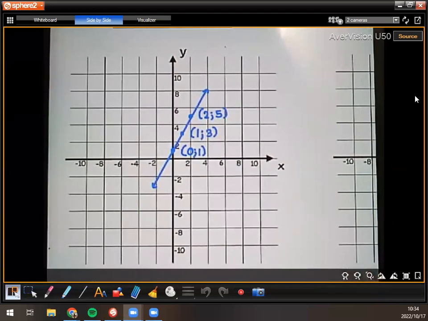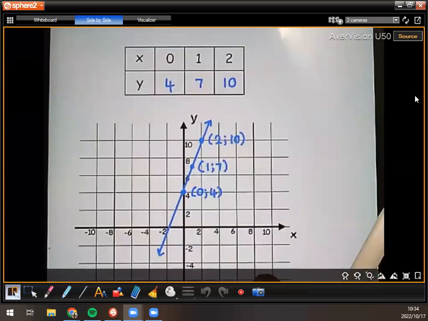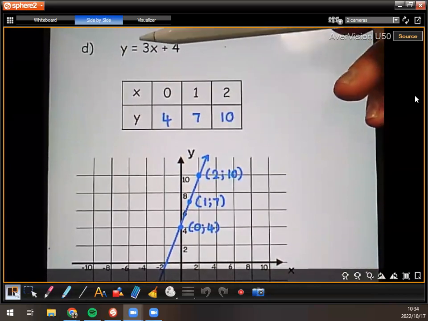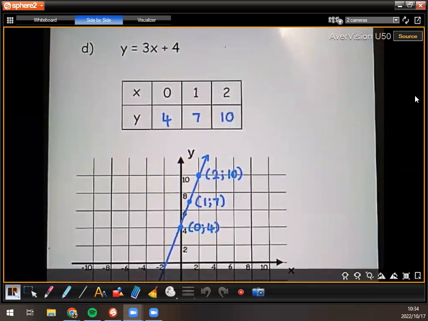Any questions? Alright, D, the last one was that equation 3x plus 4. So whatever x value that gives you, you multiply that by 3 and then you add 4. And do you have any questions on those ones?